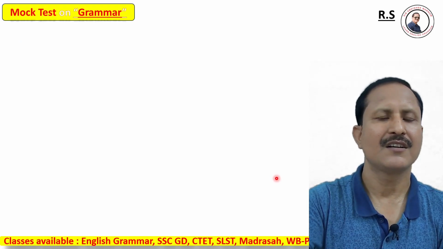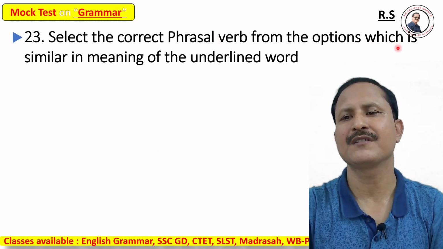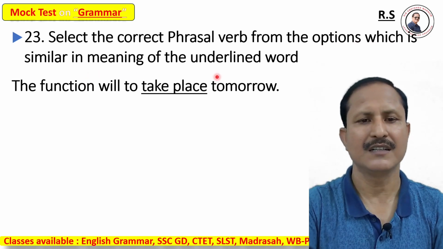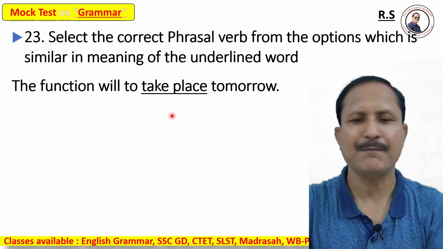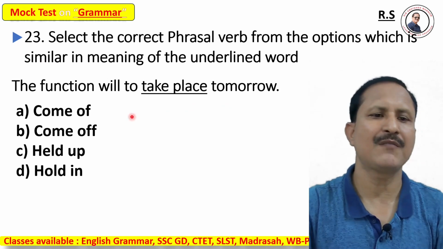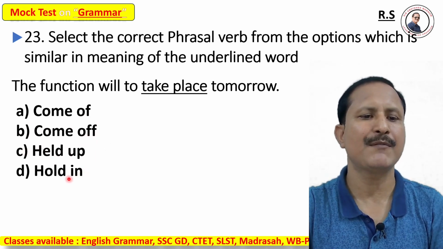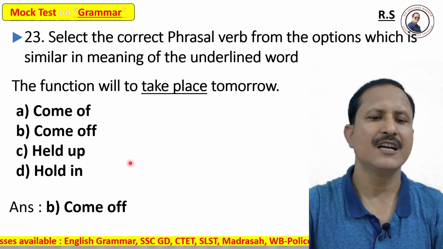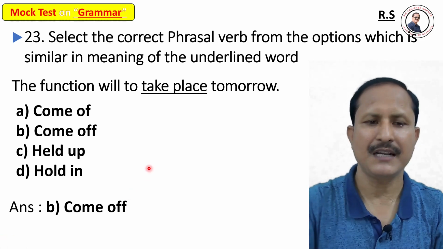Next, 23. Select the correct phrasal verb from the options which is similar in meaning to the underlined word. The function will take place tomorrow. Here, take place is similar to the phrasal verb. Option A, come off. Option B, come off. Option C, held up. Option D, hold in. The correct answer is option B, come off. Take place means come off.